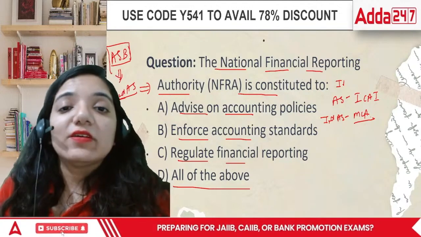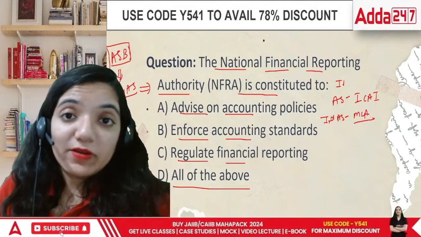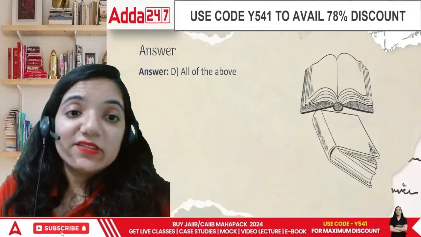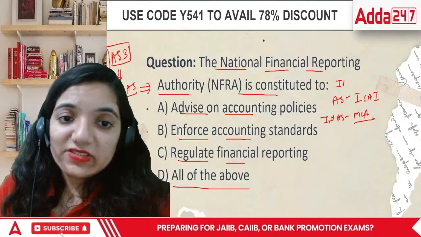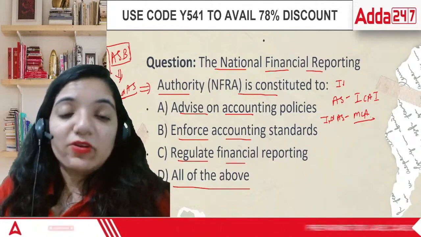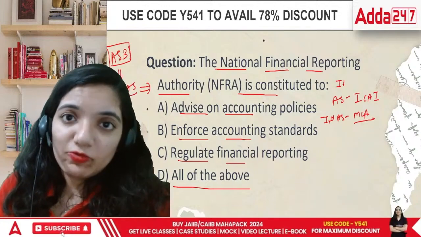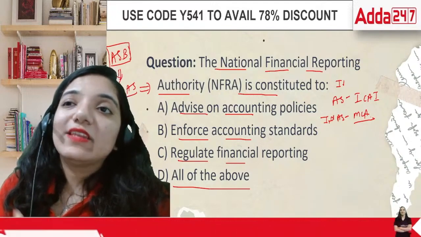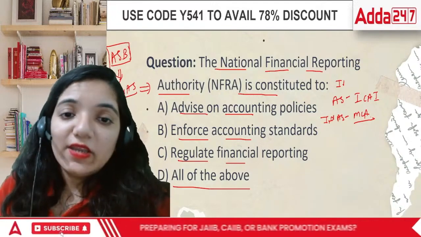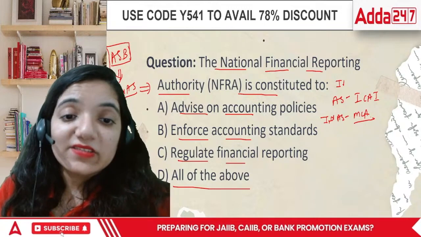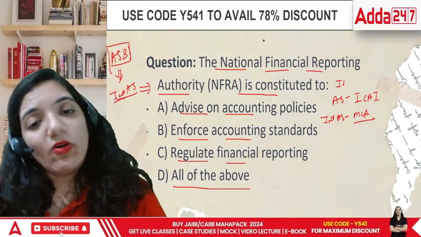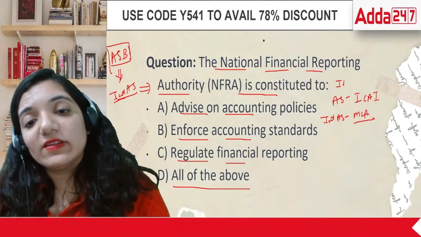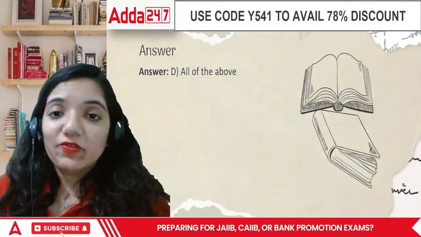So this particular authority is super important for accounting. The answer is all of the above. NFRA is basically working to advise on accounting policies. It advises how to prepare new accounting policies and what next to be done because the world is changing, enforcing the accounting standards as well as regulating financial reporting. When we talk about NFRA, it is actually doing all of these things for ICAI.